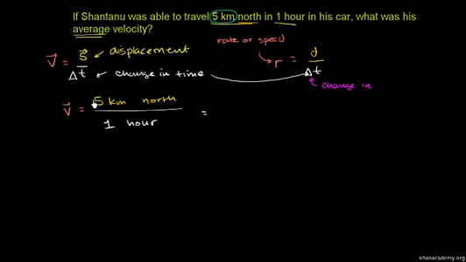So this is equal to, if you just look at the numerical part of it, 5 over 1. 5 over 1 kilometers, and you can treat the units the same way you would treat the quantities in a fraction. 5 over 1 kilometers per hour, and then to the north. Or you could say this is the same thing as 5 kilometers per hour north. So this is 5 kilometers per hour to the north.